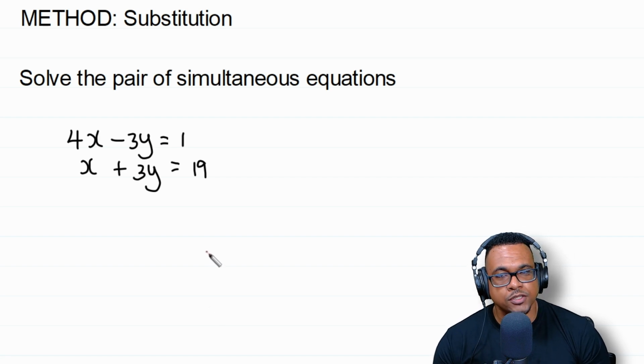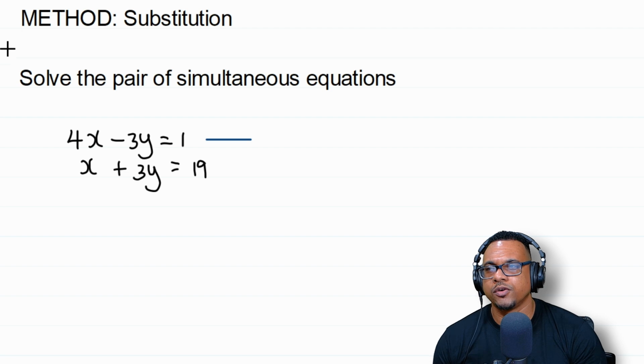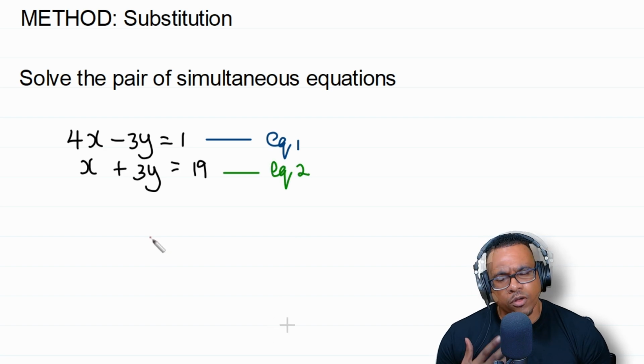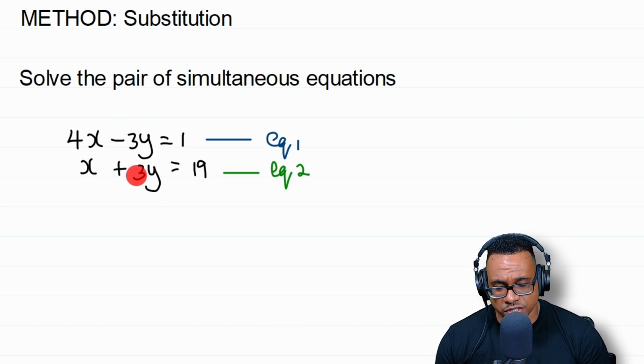Now, the first thing I'll do is label my equations. So the first one, we're going to call that equation 1, and the second one, we call that equation 2. Now, let's notice something about both equation 1 and equation 2. We have two variables, and those variables are x and y.